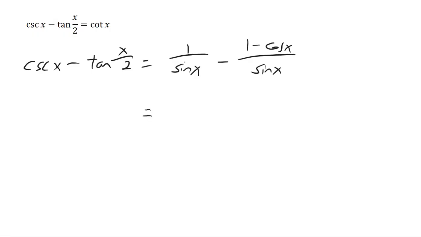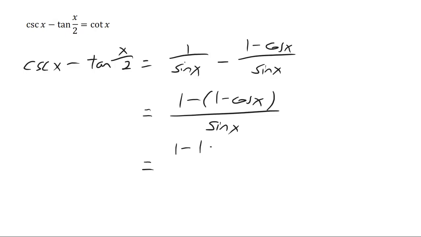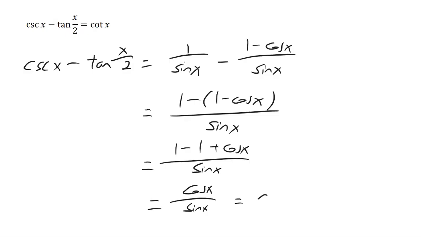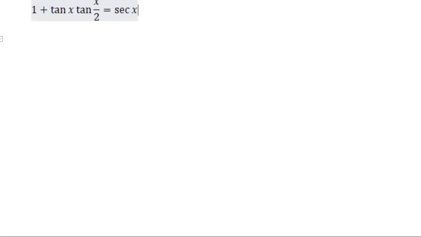The reason I want that representation, even though the other one could work as well probably, is because now that I have the same denominator, I can combine the two fractions. So it's 1 minus parentheses, 1 minus cosine x, don't forget the parentheses, over sine x. So this becomes 1 minus 1 plus cosine x over sine x, which is just cosine x over sine x, which is cotangent x. There we go.